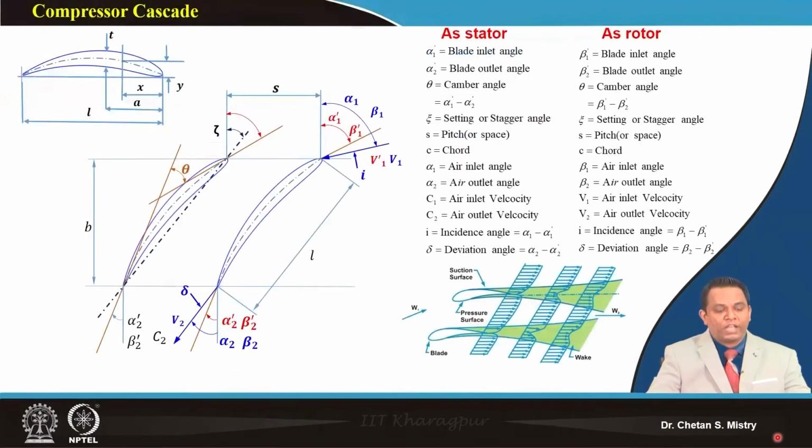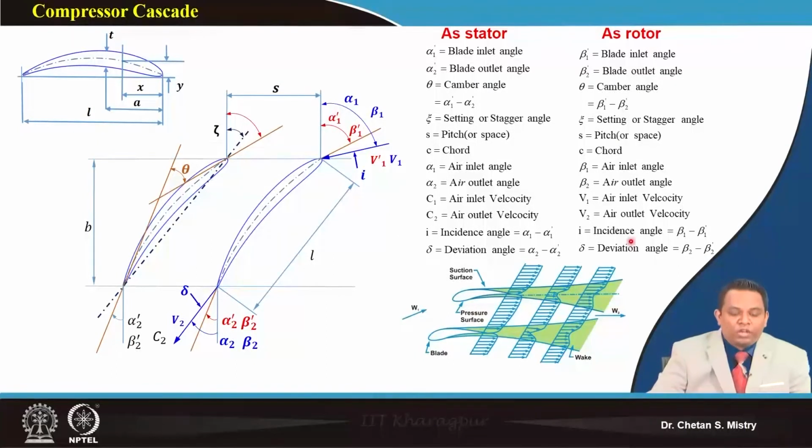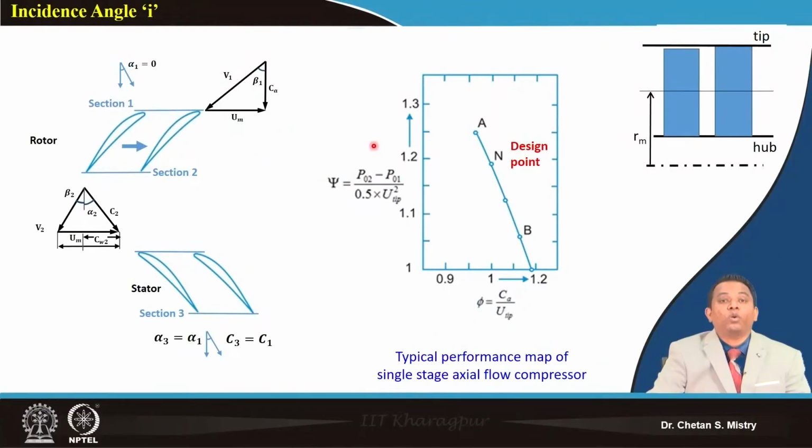So let's take what we have discussed in terms of incidence angle. This is what we have defined as an incidence angle. At the leading edge, my flow will be incident at a particular angle, and the difference from the design angle is what we have defined as the incidence angle. Now let's look at how we need to realize this for our actual working condition.